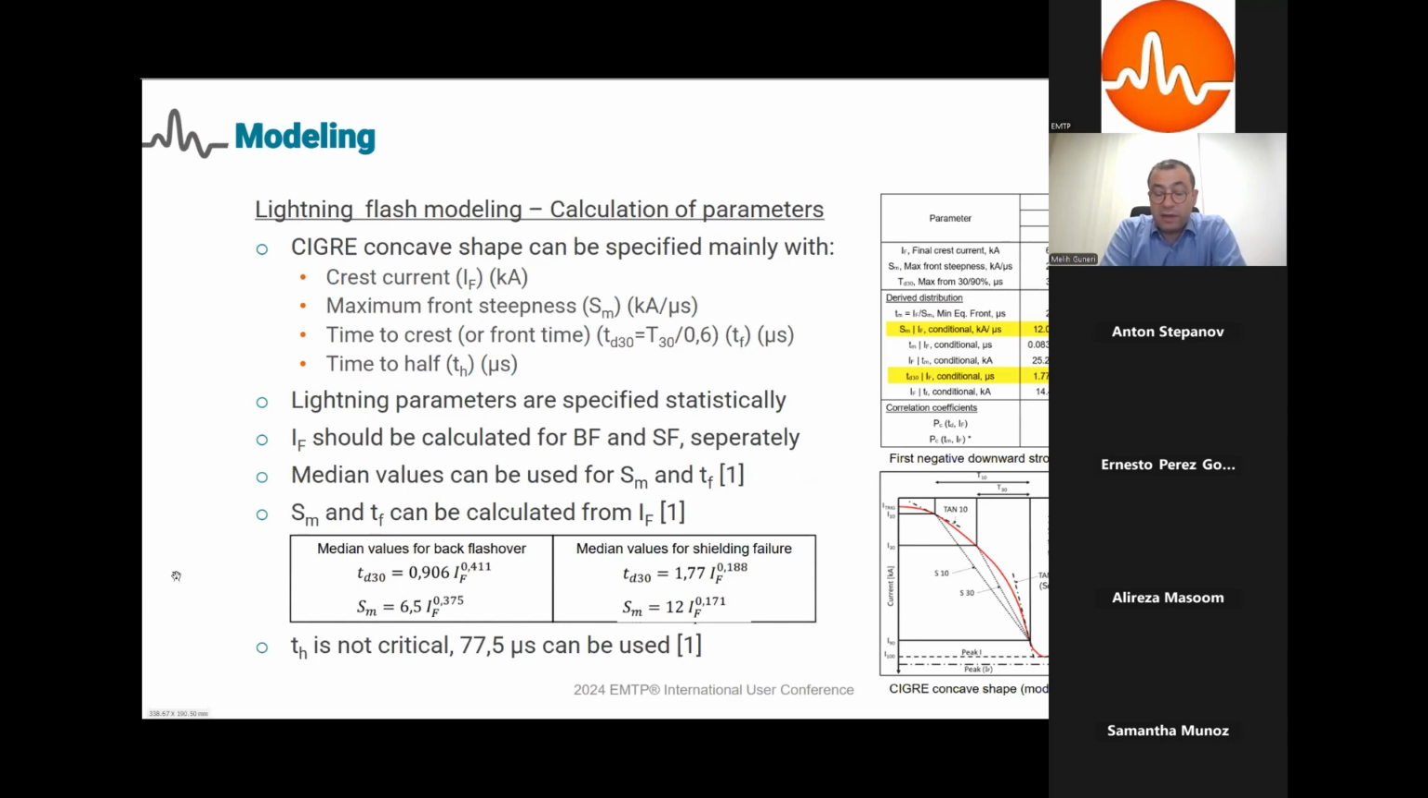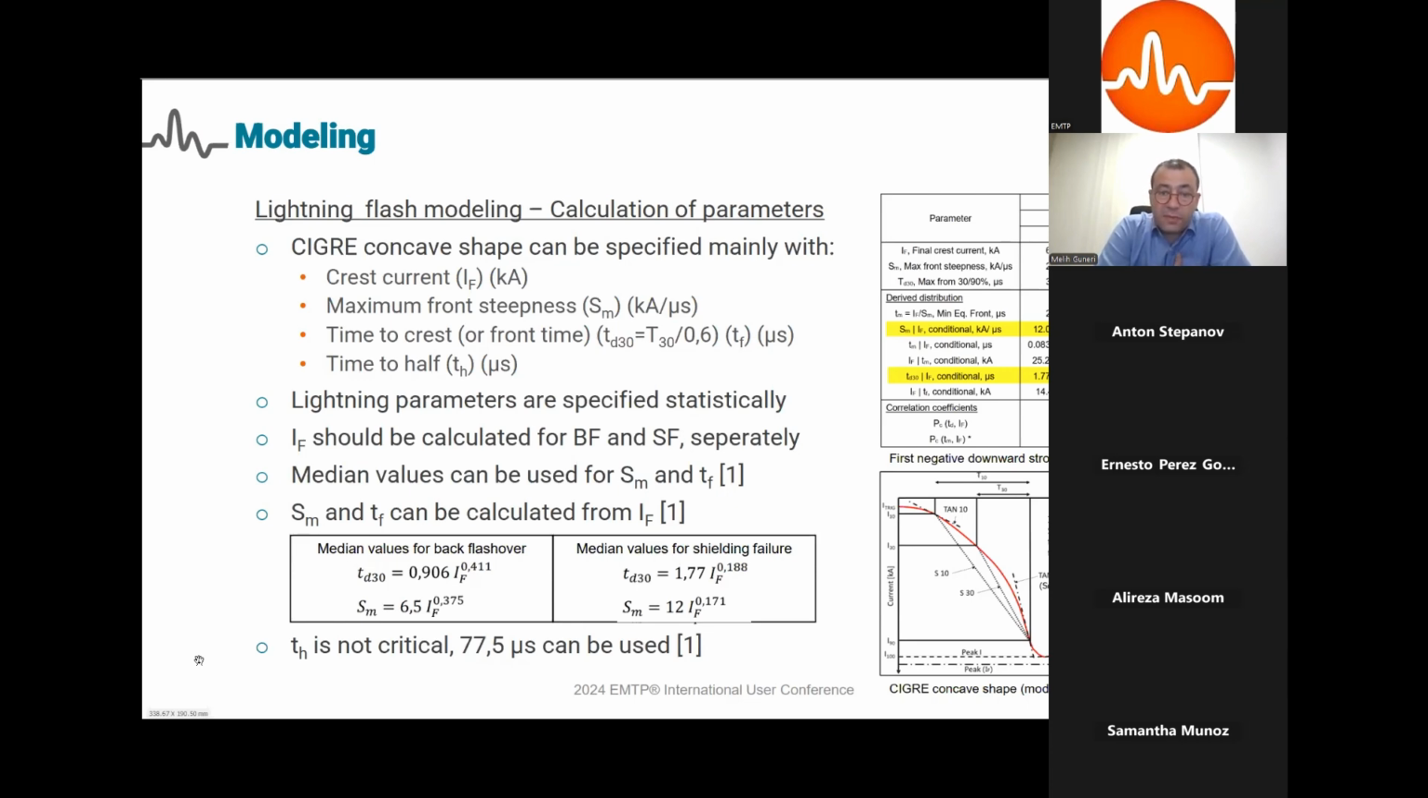So let's very briefly review how we calculate the parameters of this selected wave shape. A CIGRE concave wave shape, as you can see on the right bottom side, can be modeled with mainly 4 parameters. That is the crest current IF value, the maximum front steepness SM, time to crest value TF or TD30, which is equal to T30 divided by 0.6, and time to half value.